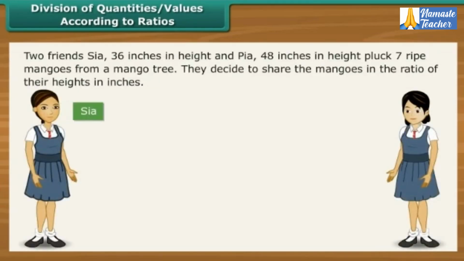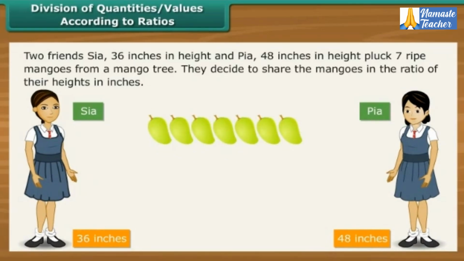Two friends, Sia, 36 inches in height, and Pia, 48 inches in height, pluck 7 ripe mangoes from a mango tree. They decide to share the mangoes in the ratio of their heights in inches. How many mangoes will each friend get to eat? Let us first find the ratio of their heights. The ratio of their heights is 3:4.